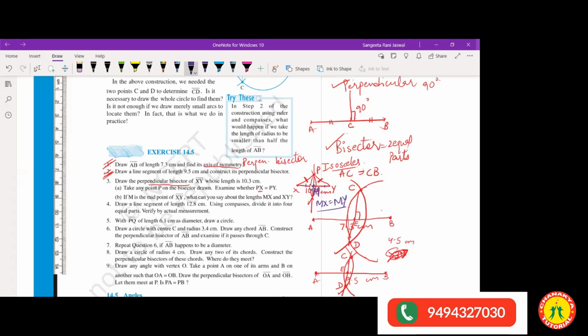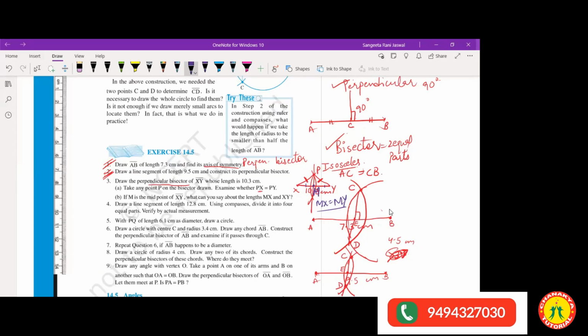Okay, now Soumya, read the next. Soumya has read the question, no? First one. Okay, now next, Lasya, you read the question. Question number 4. Draw a line segment of length 12.8 centimeters. Using compass, divide it into 4 equal parts. Verify by actual measurement.